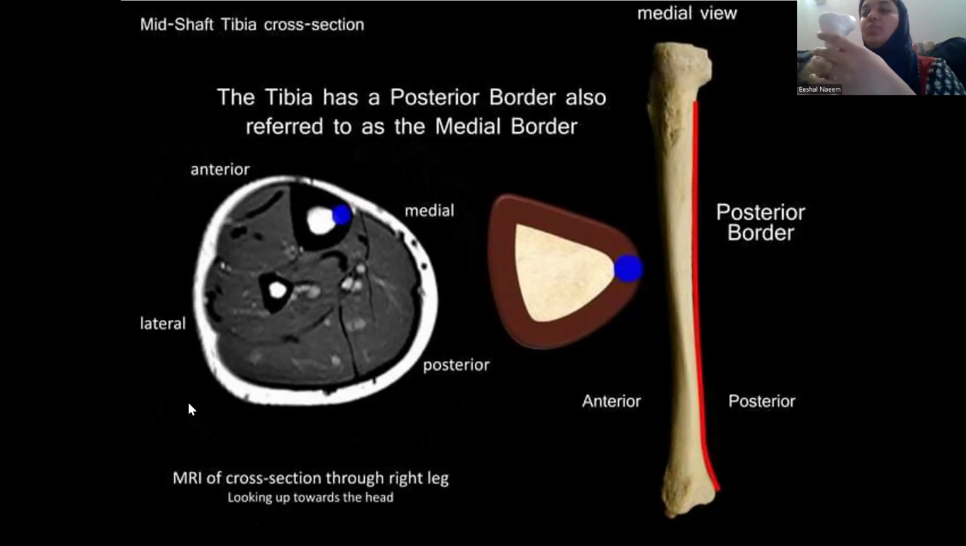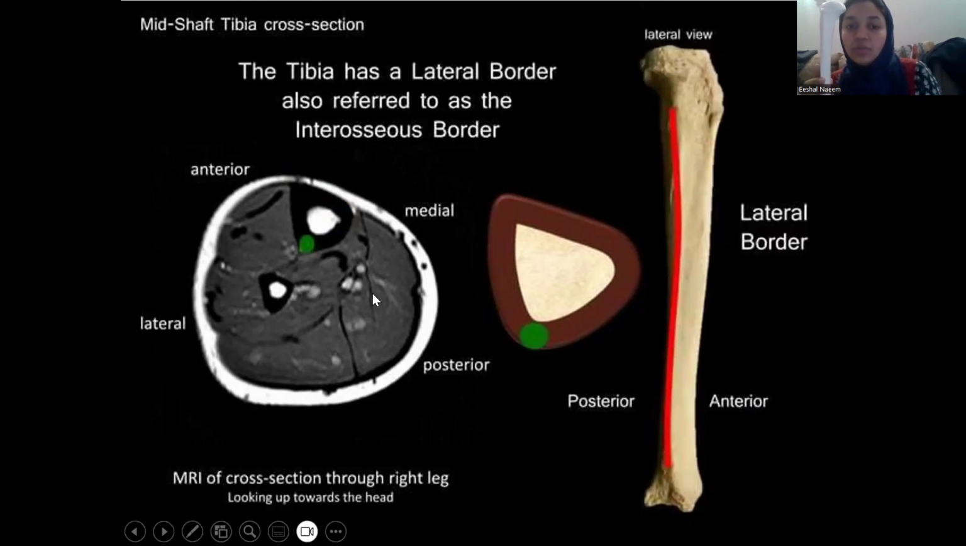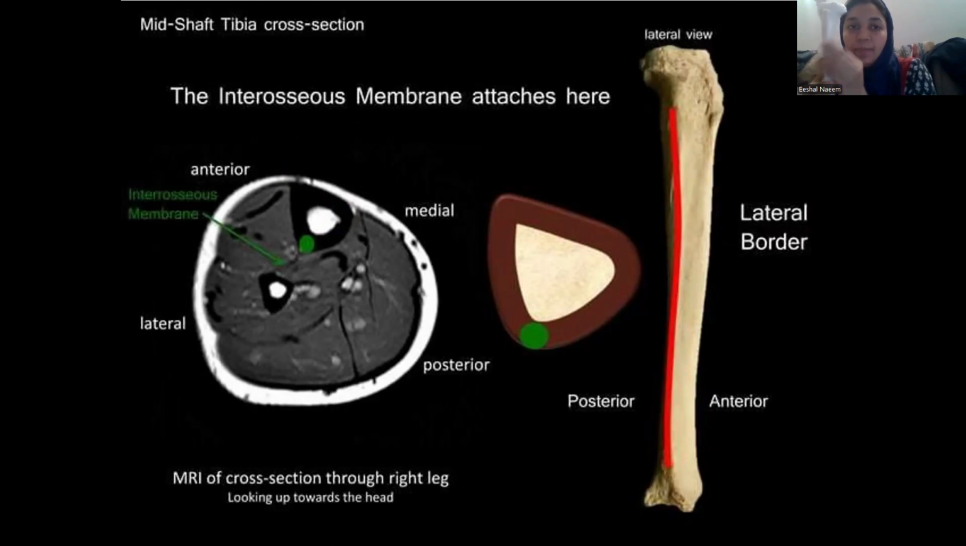Now we have an interosseous border. Why is it important? Because it is offering the attachment to the interosseous membrane. I told you that the interosseous membrane attaches on the interosseous or lateral border, right? Because the fibula and tibia are connected with the interosseous membrane in the middle. The interosseous border starts just below the lateral condyle. We studied that the medial border starts just below the medial condyle, right?